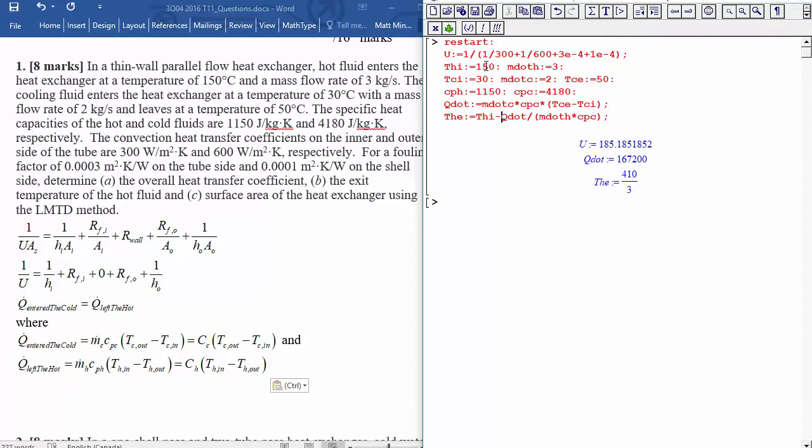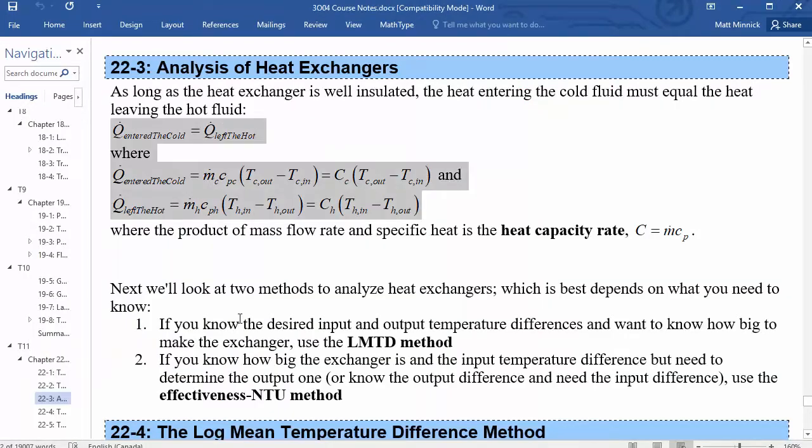Okay, let's just turn that into a floating point. Oh, wrong heat capacity. Yeah, something looked off about that. Okay, so the hot fluid exit temperature is 101.5, and we can do that just from an energy balance. So we didn't have to use anything really about the heat exchanger like the LMTD method yet, but we are going to use that for the third part, the surface area of the heat exchanger.